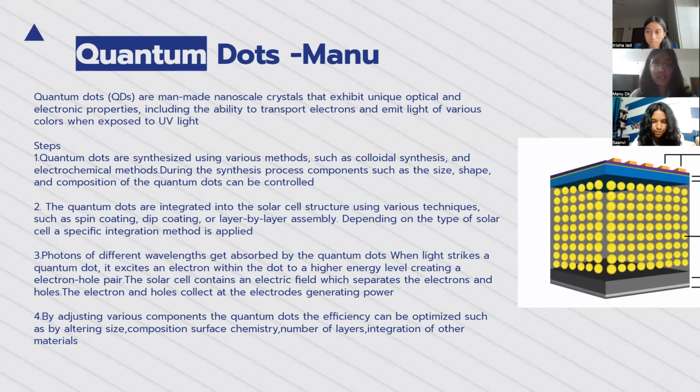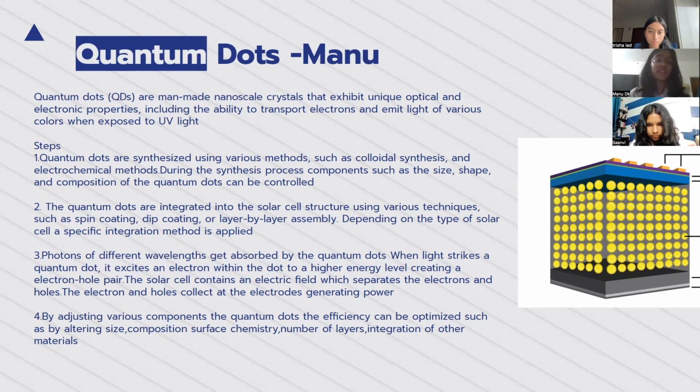So the steps of the process include: quantum dots first get synthesized using various methods, such as colloidal synthesis and electrochemical processes. During the synthesis process, components such as the size, shape, and composition of the quantum dots can be controlled. The quantum dots are then integrated into the solar cell structure using various techniques, such as spin coating, dip coating, or layer by layer assembly. Depending on the type of solar cell, a specific integration method is applied.